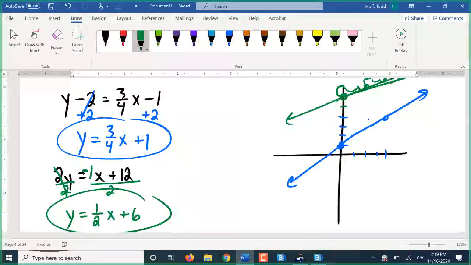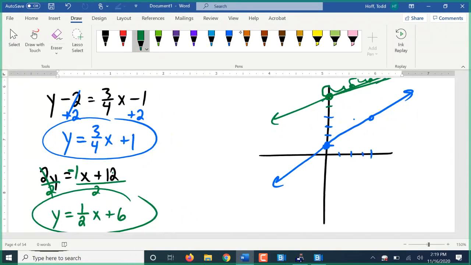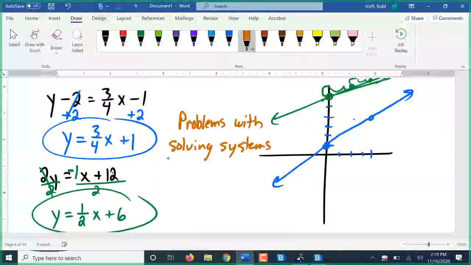So here's one where we cannot solve it with graphing. Or we could, I suppose, if we had a really large graph. But these points just go off the scope of our graph. And this is an issue with graphing. There are two issues with solving systems of equations by graphing.